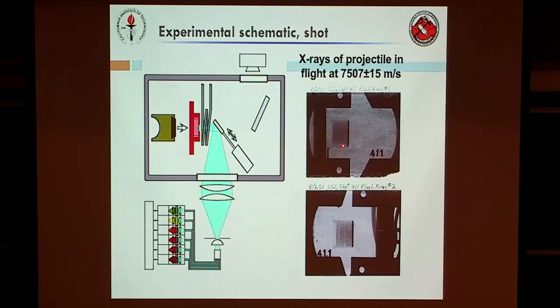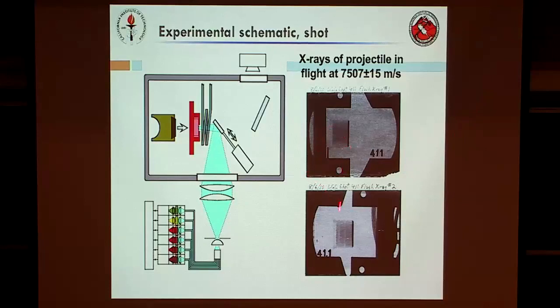Here's, by the way, X-ray images of the projectile in flight. This is how we measure the projectile velocity. We know the distance between this fiducial and this fiducial. It's 351.0000 millimeters. We know it to 1 part in 10 to the 7.